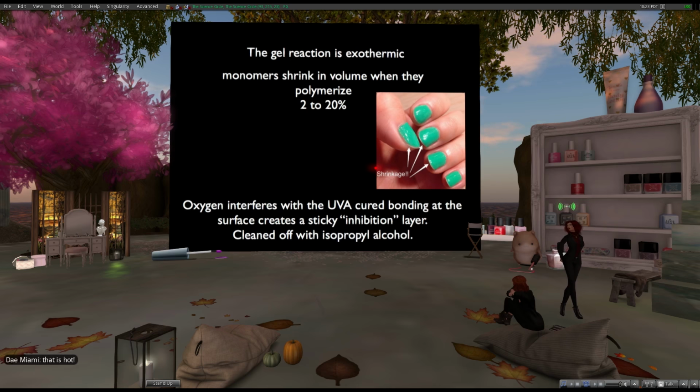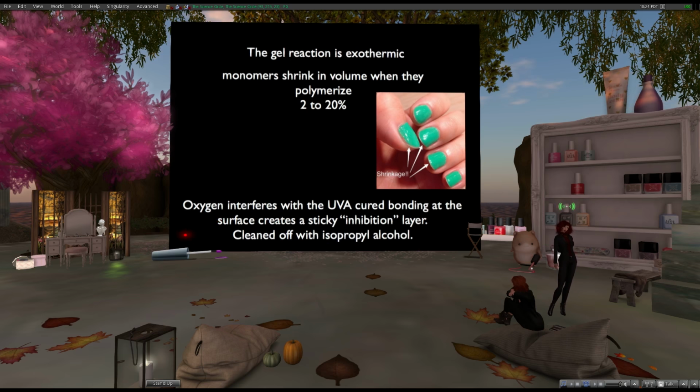And when they polymerize, they shrink 2 to 20%. A 2% shrinkage is not bad at all, but with a 20% shrinkage, look at this, the nail polish has pulled back from the edge of the nail and leaves this white line. And in the 20% case, it'll actually pull back from the edges as well. So a really good polymerizing nail polish will not shrink that much.